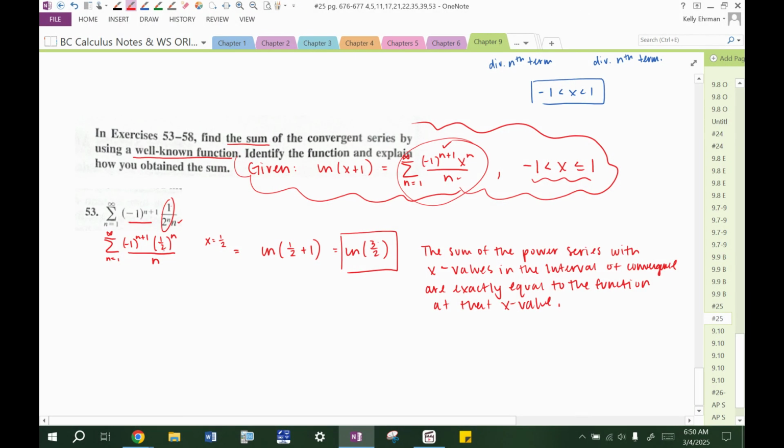So I could change this out and say, okay, what is the sum when x is 1? And I would have a sum for that because I would just say, oh, it's ln of 1 plus 1, ln 2. What's the sum when x is negative 1? I don't know that answer because negative 1 is not included in the interval of convergence. So I can answer what the sum of this series is for any number between negative 1 and up to and including positive 1, but nothing outside of that range.